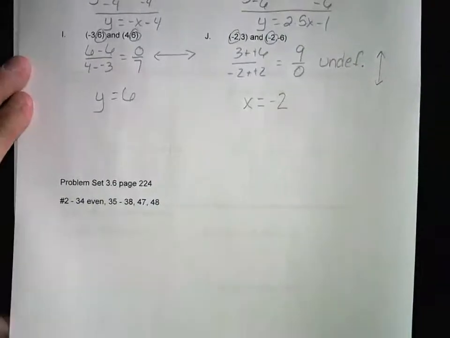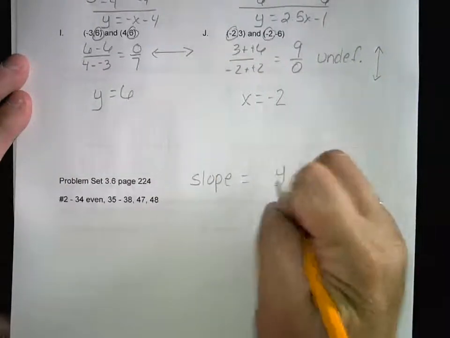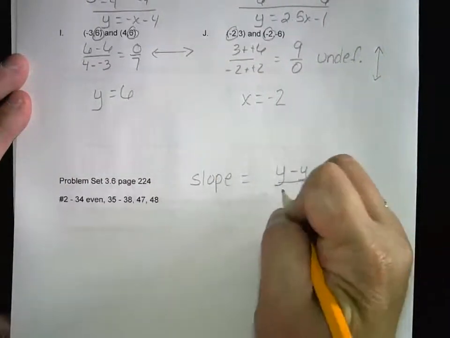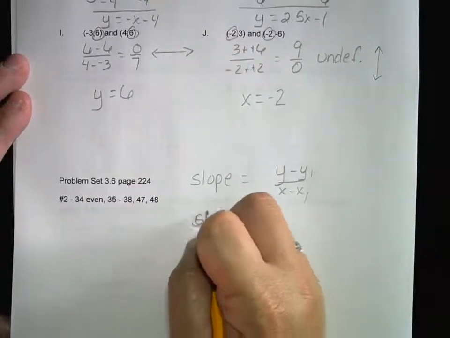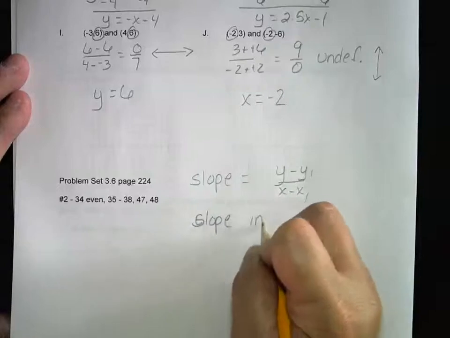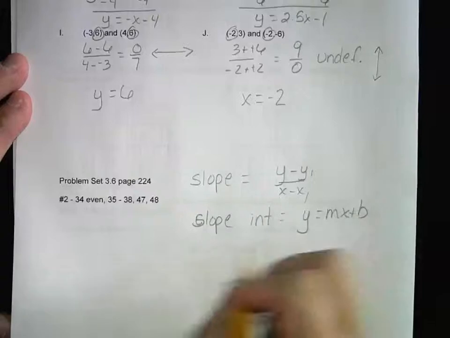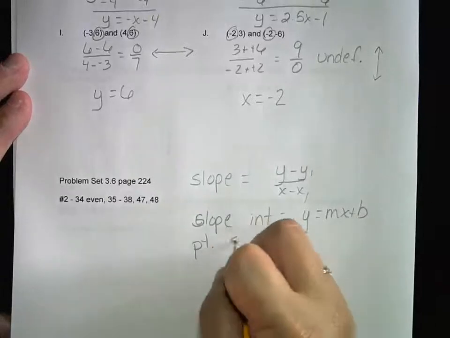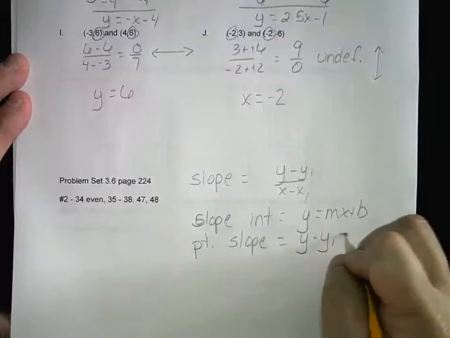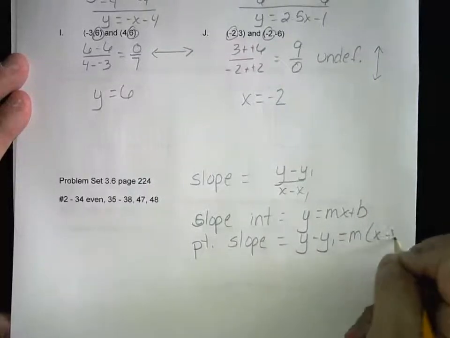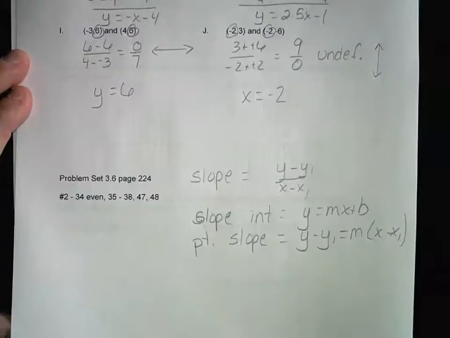And as you're working on your homework, you might want to write these things out. Slope is y minus y1 over x minus x1. Slope intercept form is y equals mx plus b, and point slope form is y minus y1 equals m times x minus x1. And you might want to write those down. Those three things might help you out.